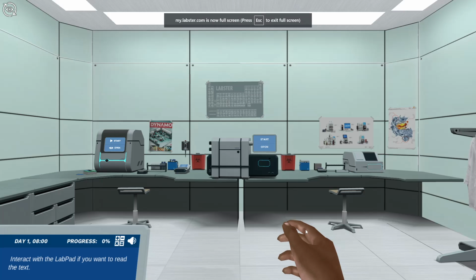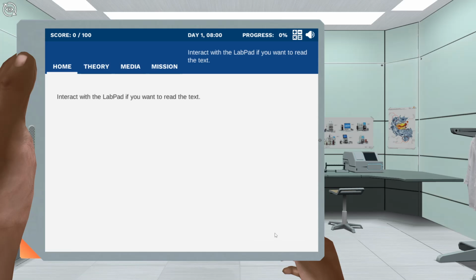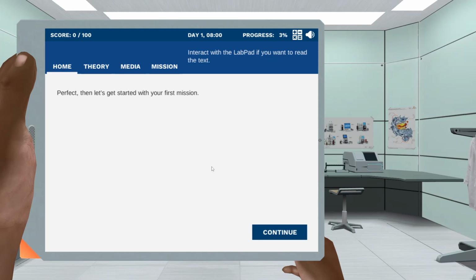Welcome to Labster. You are about to start the gene linkage simulation. Here you will learn how to determine if two genes are located close together on a chromosome and how to use this information to assess whether a woman is likely a carrier for specific BRCA gene mutations that increase the chances of developing breast cancer.